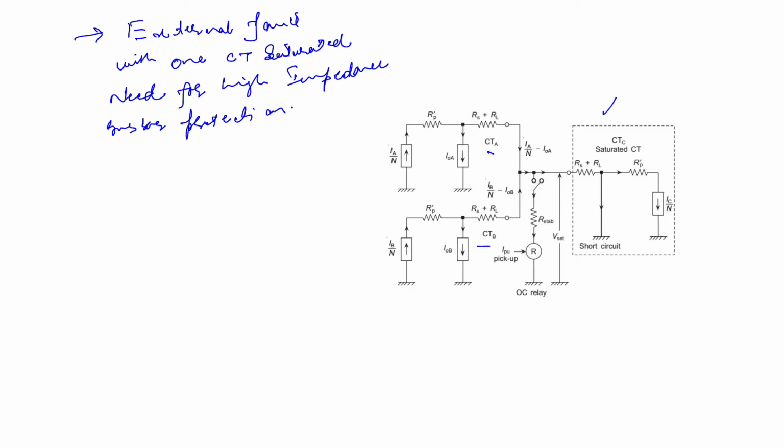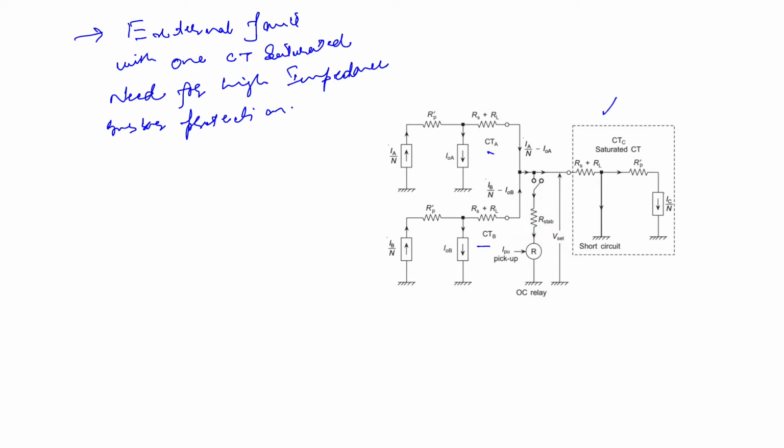So the overcurrent relay needs to be restrained from tripping on an external fault, with one CT completely saturated. We can easily accomplish this by connecting a high resistance, let it be R stabilizing, which is the stabilizing resistance, in series with the overcurrent relay. This is the overcurrent relay, and this is the stabilizing resistance, R stabilizing.